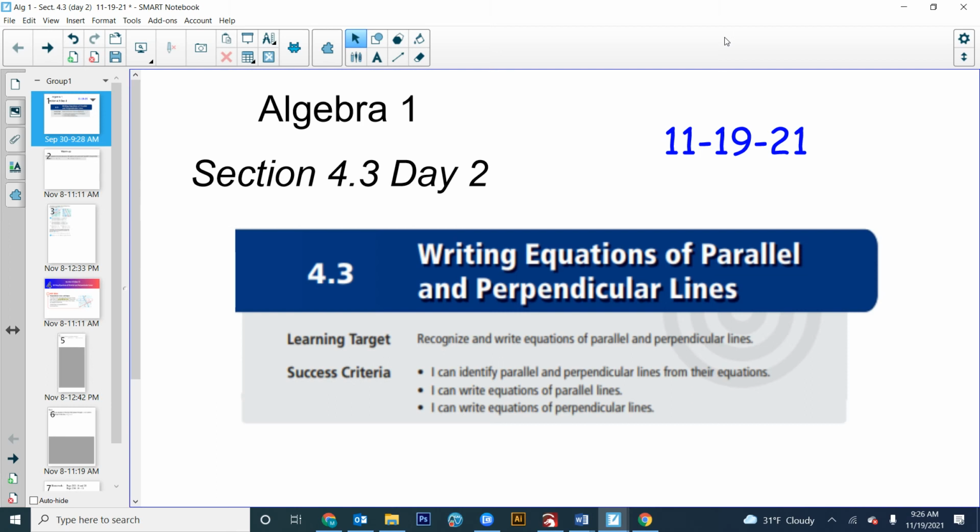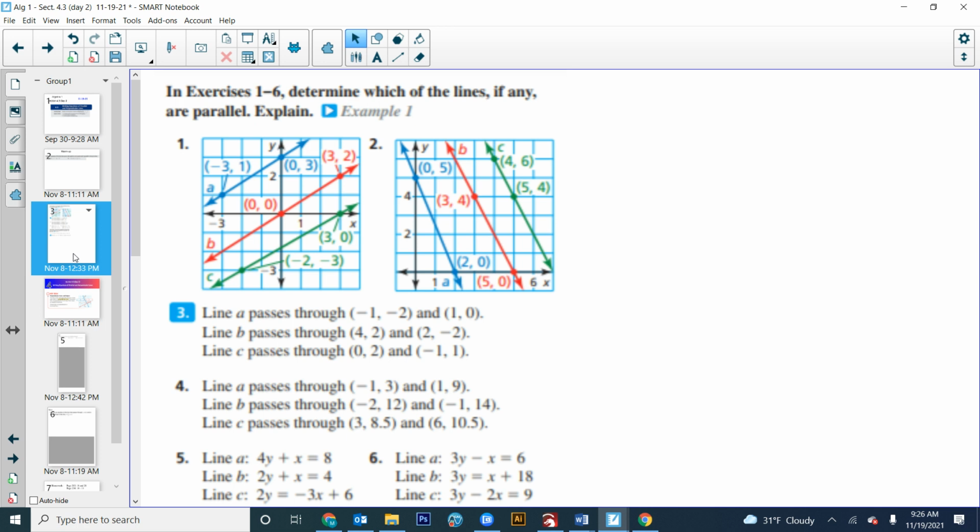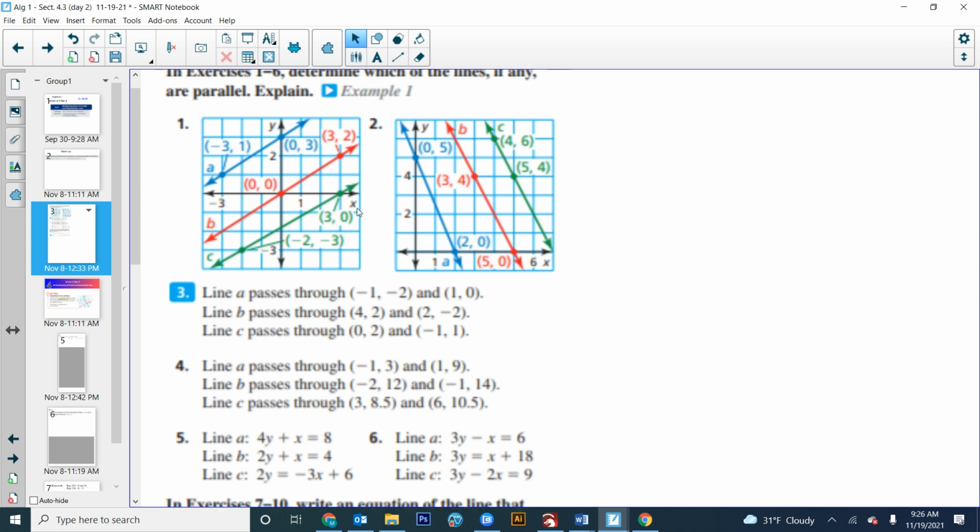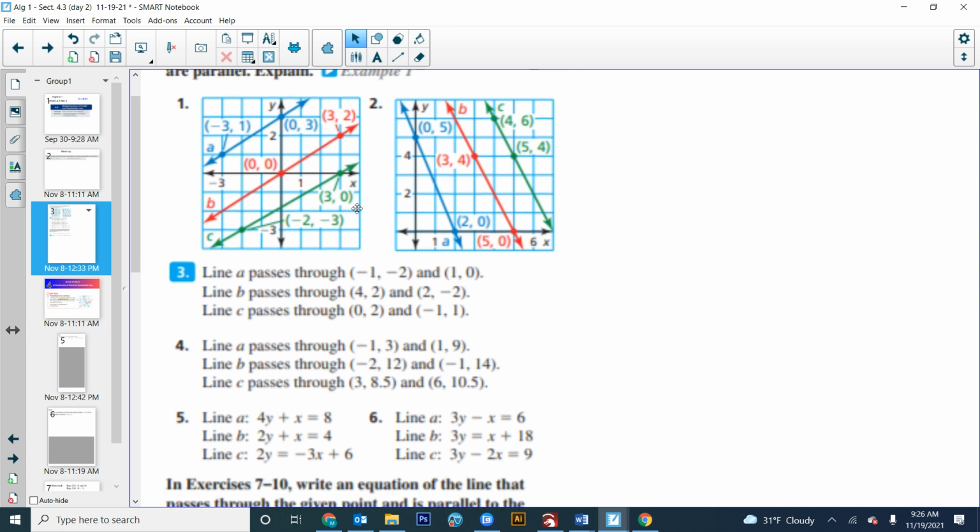All right. Questions on the homework? If lines are going to be parallel, they need to have the same slope. Same slope. Can they have different y-intercepts? Parallel. This one crosses right here. This one crosses down here. But they're parallel. Same slope.